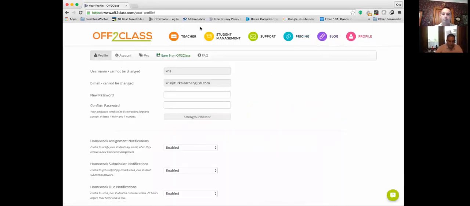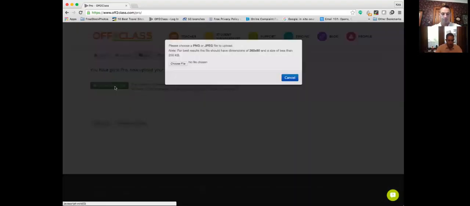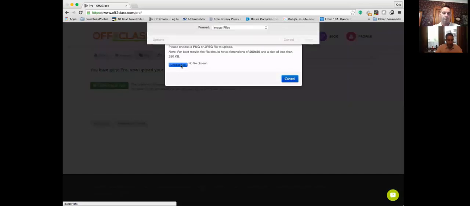And here you'll notice that we have a tab called Pro. If you click on Pro, this is where you can upgrade to Pro. I've already upgraded to Pro, but you'll see a button that says Upgrade to Pro. If you press that, you can upgrade to Pro. And then this is what it will look like once you upgrade to Pro. Once you do that, you can upload your logo. It's as simple as pressing this upload your logo button here. And I'm going to choose a file just off my desktop.